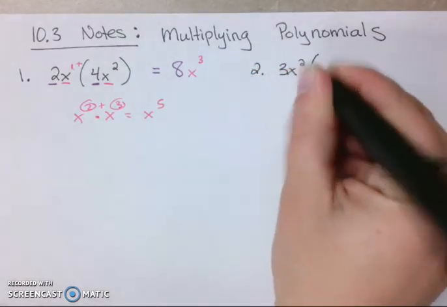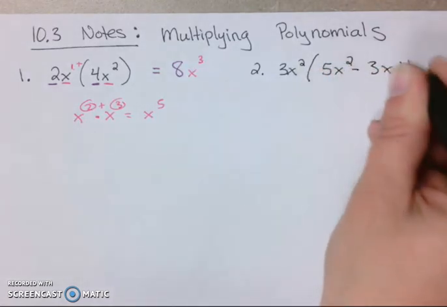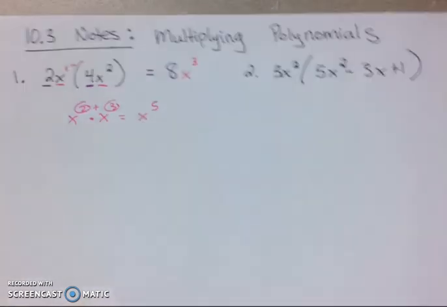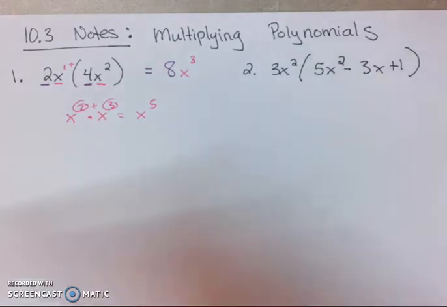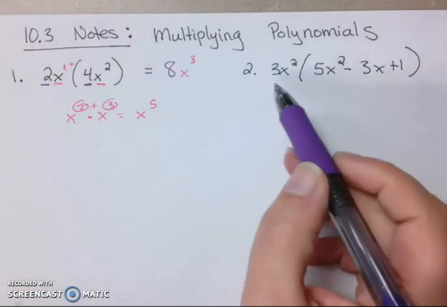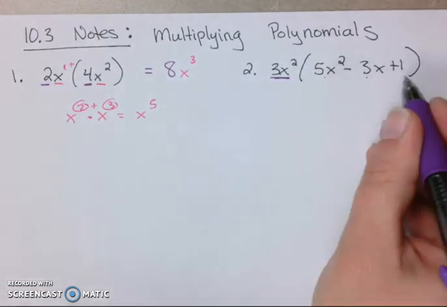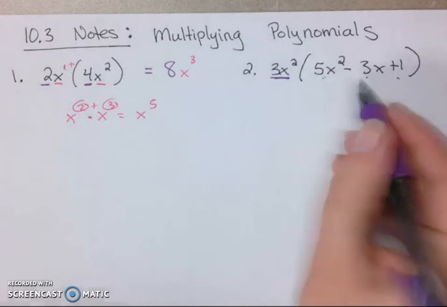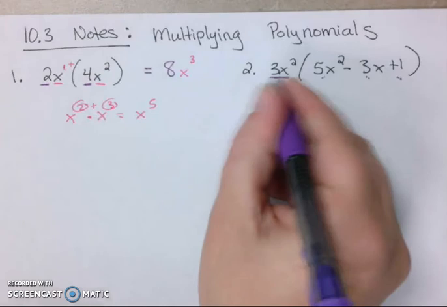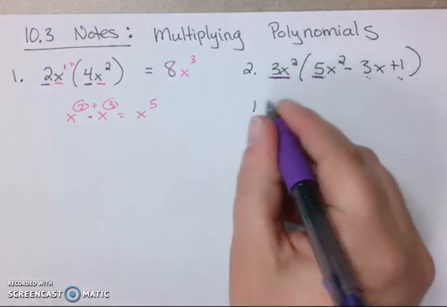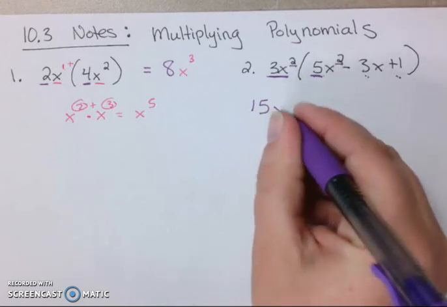Okay, let's make one a little bit more complicated. So same thing here. You might think of distributive property when you see this parentheses and a number in front. So what I'm going to do is take this 3x squared times everything inside my parentheses. So this is a trinomial, has 3 terms. Multiply all these times this. So I'm going to take 3 times 5 to get 15. X squared times x squared. 2 plus 2 is 4.